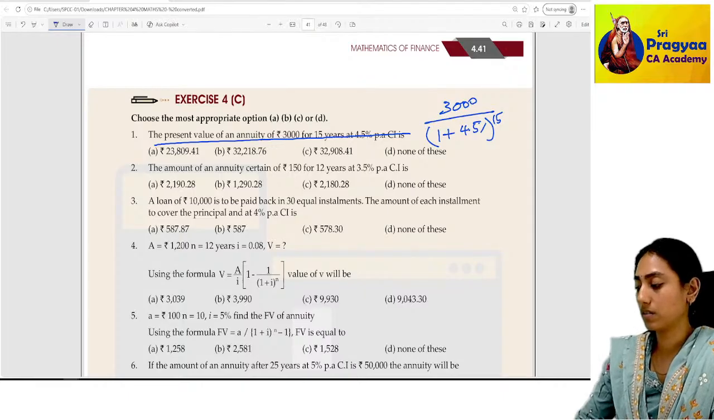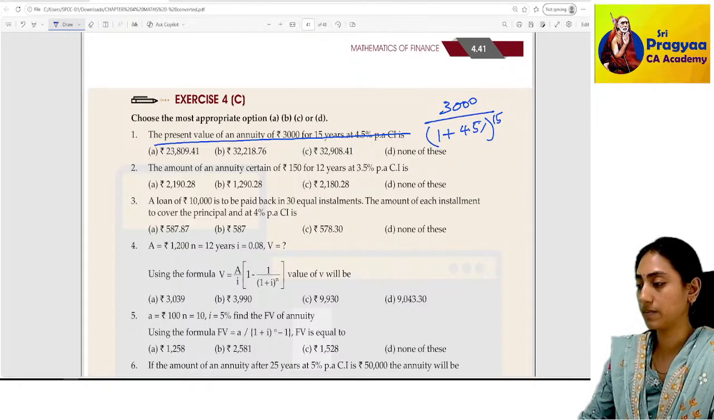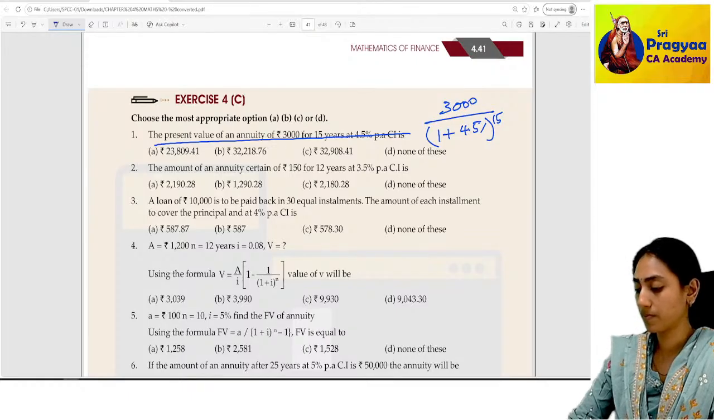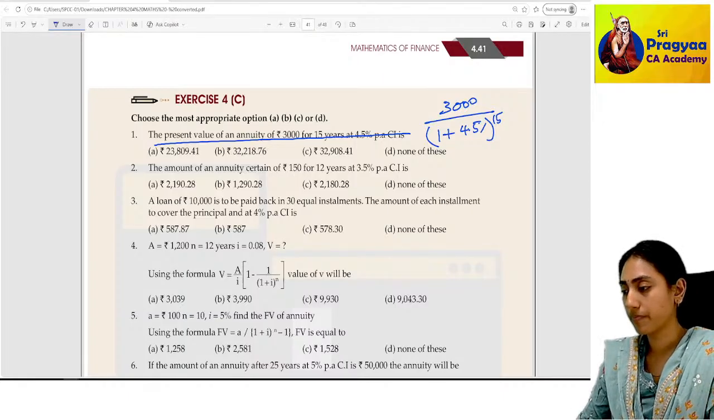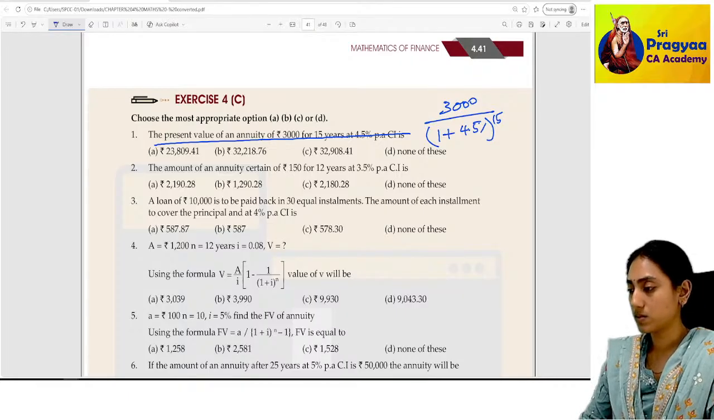One plus 4.5% பண்ணீங்களா? அதை raised to the power of 15 பண்ணீங்களா? என்ன வருது? 1.9352. 3000.